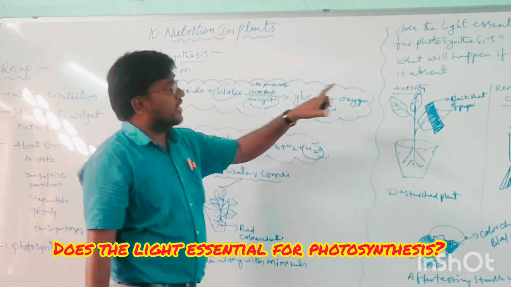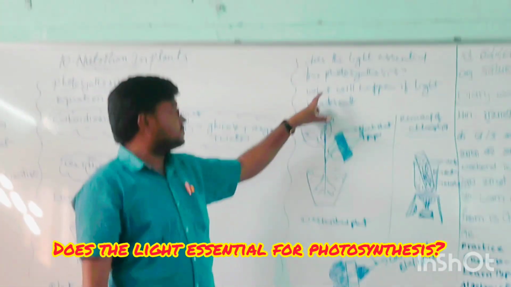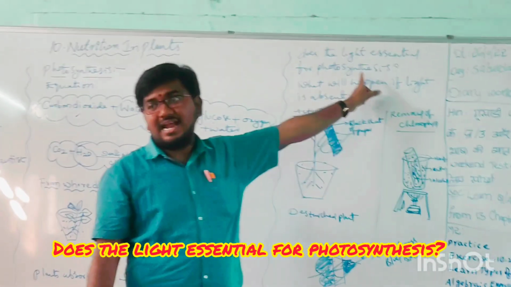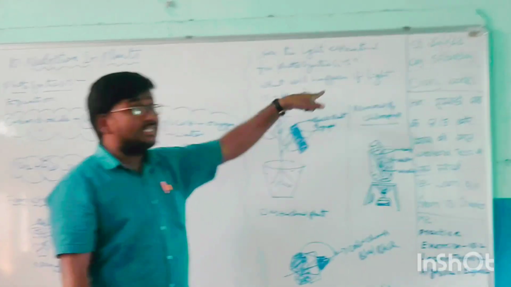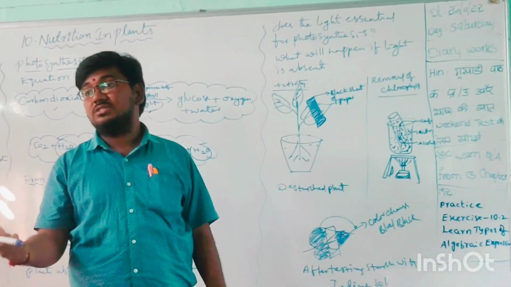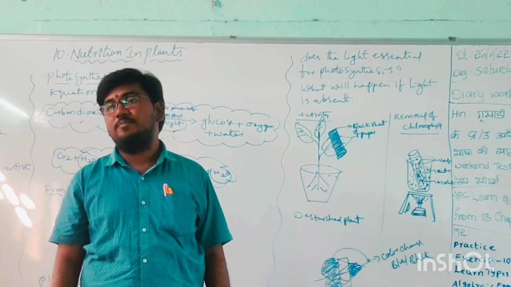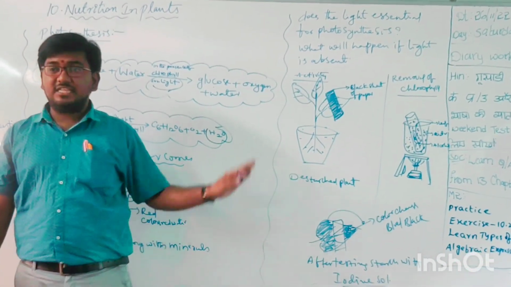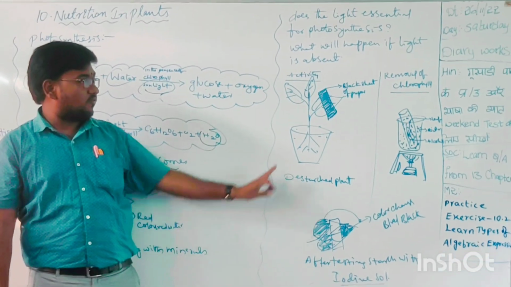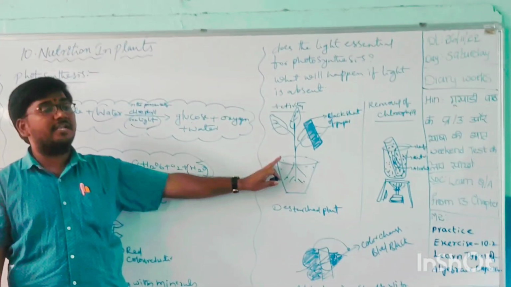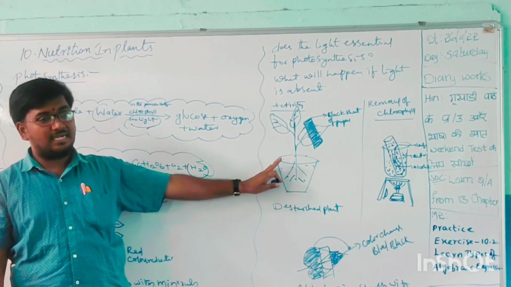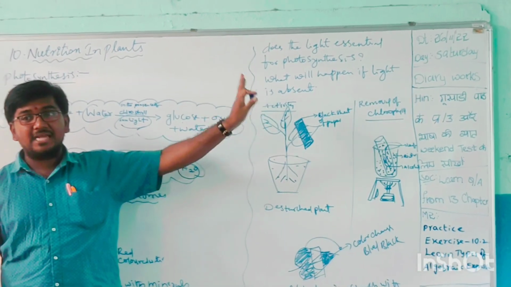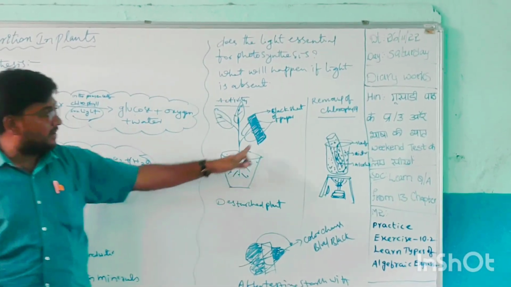Let us look at the experiment. Let us see: is light essential for photosynthesis? What is the answer to this question? Yes, light is essential. Then what will happen if light is absent? The plant cannot produce food materials by photosynthesis. Let us see how to prove that with an experiment. For this experiment, we need a healthy potted plant and a black sheet of paper. This is one set of the experiment, and this is another set.